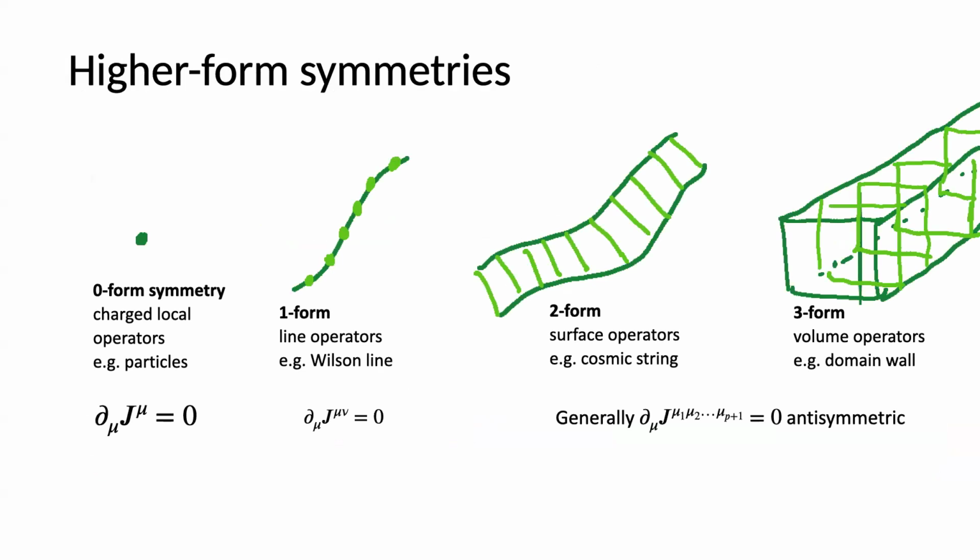Now, whenever we have higher dimensional operators, extended operators, there can be notions of higher form symmetries. Actually, the case that's most relevant today is of line operators, just the Wilson or 't Hooft lines, which you may remember from your course about gauge theory.